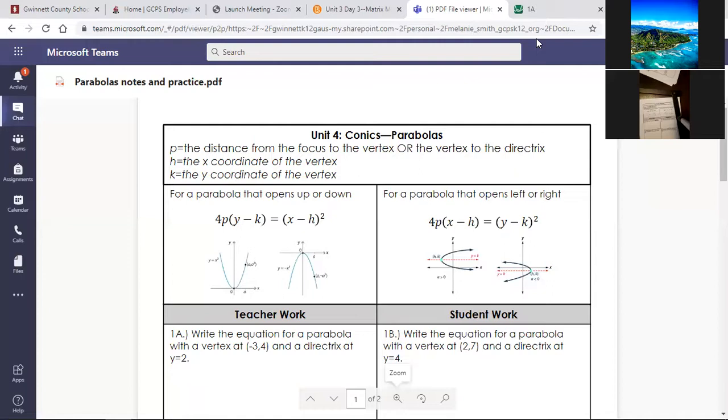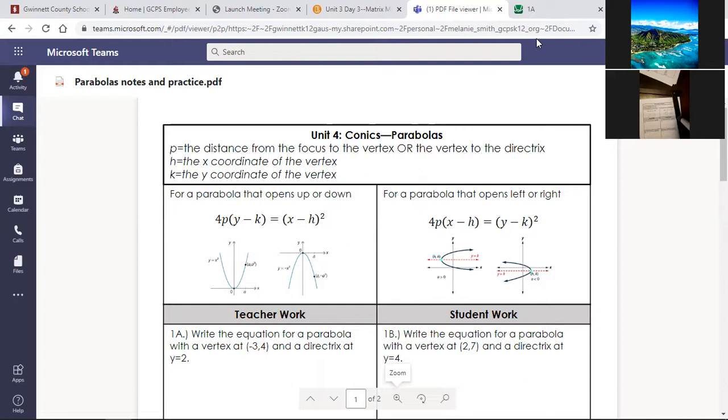No matter what parabola we're dealing with, P is the distance from the focus to the vertex or the vertex to the directrix. So in the paper folding activity, we found that every point on the parabola is the same distance from the focus to the point as it is from the point to the directrix. But P is that specific distance between focus, vertex, and directrix. H is always going to be the x coordinate of the vertex, and K is always going to be the y coordinate of the vertex.